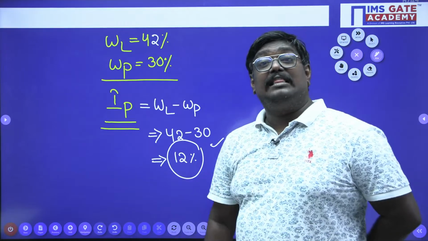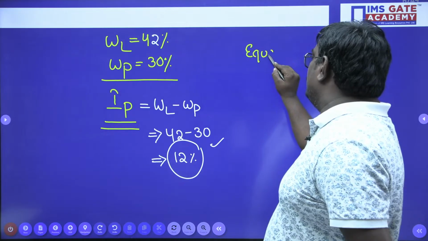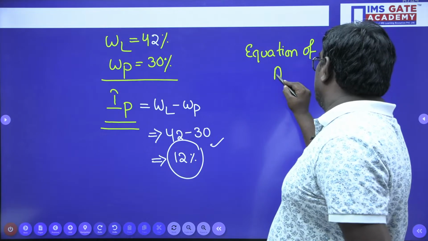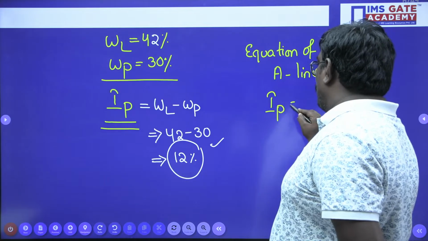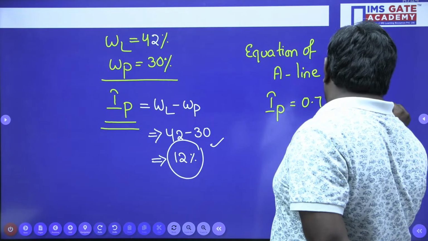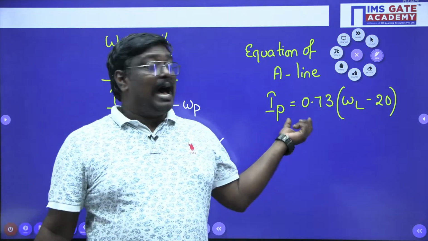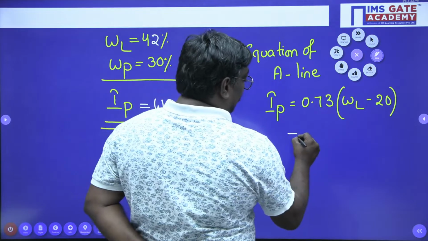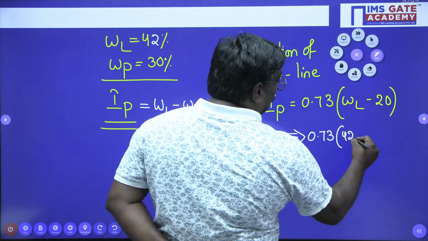Now we will calculate the A line location. From the equation of the A line, my dear students, what is the A line equation? IP is equal to 0.73 into (liquid limit minus 20). Am I correct, my dear students? You have to remember this equation. IP is equal to 0.73 into (liquid limit minus 20). So you can write it here as 0.73 into (42 minus 20).